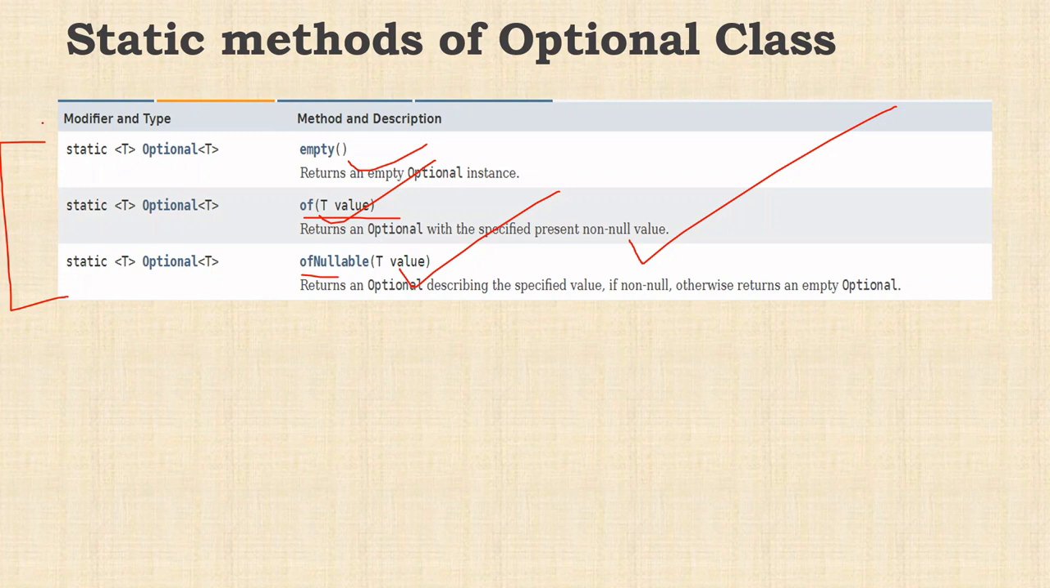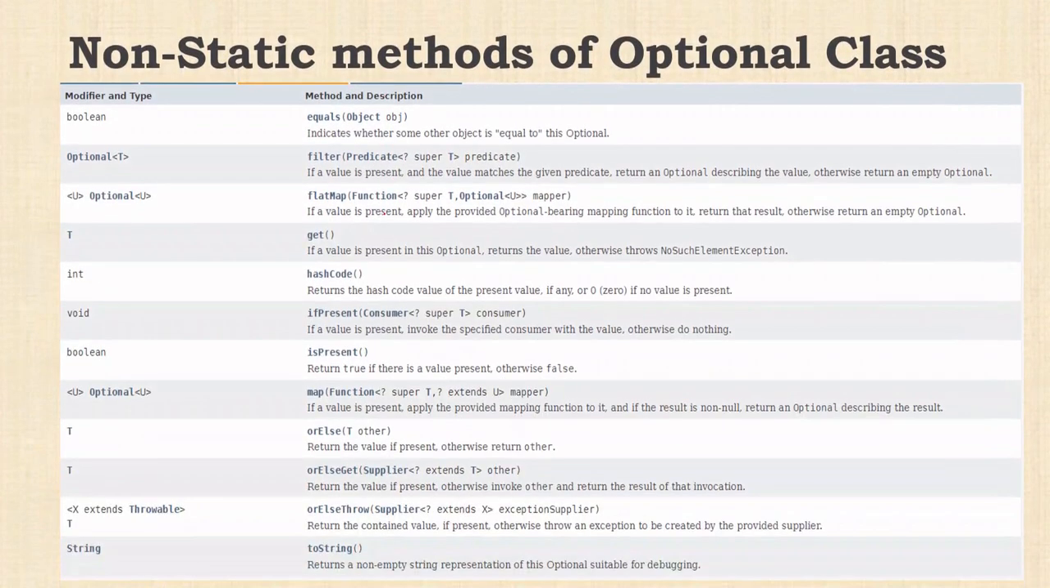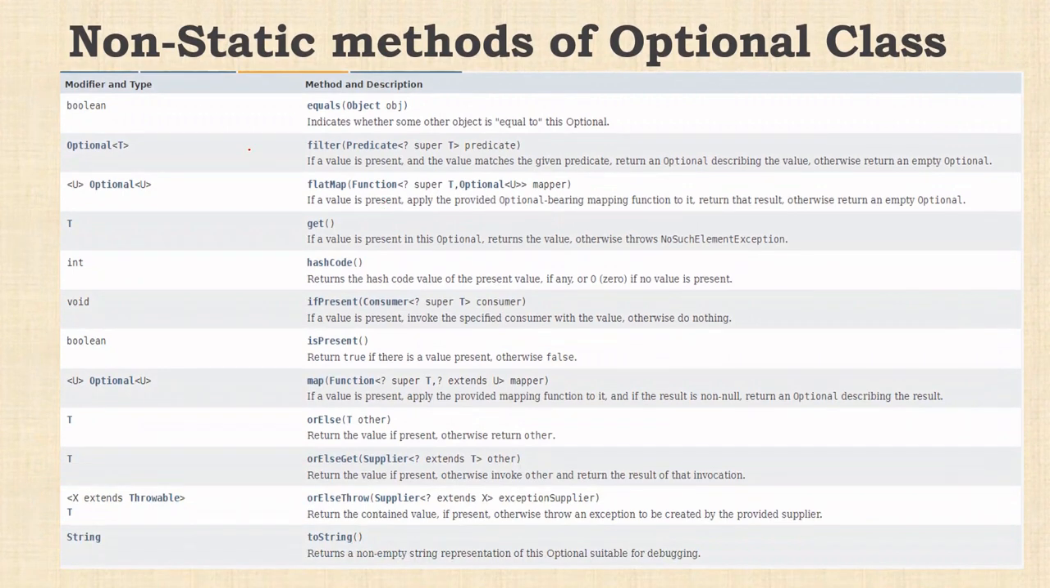So these are the three static methods, and all are very important. This is a very important interview question: what is the difference between of and ofNullable? So please be careful while understanding. Now we are going to see the non-static methods present in the optional class.